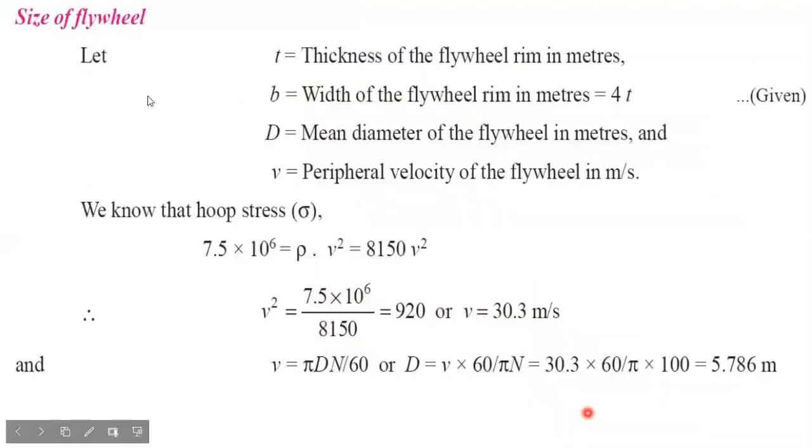Next thing is we need to determine the size of the flywheel. So size means thickness and breadth. T is thickness, B is breadth, D is mean diameter, and V is peripheral velocity. We know the relation between stress and the peripheral velocity. So sigma is equal to rho into V square. So sigma value you know, rho you know. Sorry, peripheral velocity we need to calculate. So just calculate the peripheral velocity. So you'll be getting 30.3. With that, we can also calculate diameter. So pi D N by 60. Here, diameter is the unknown. So keep the diameter on the left hand side and calculate the diameter of the flywheel rim.